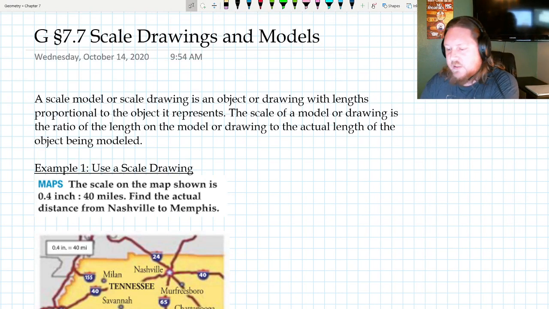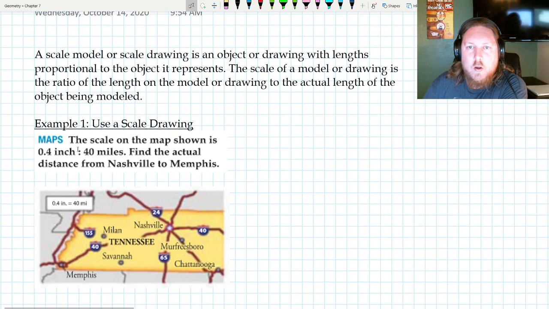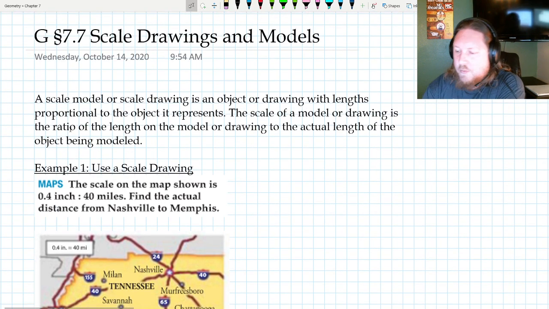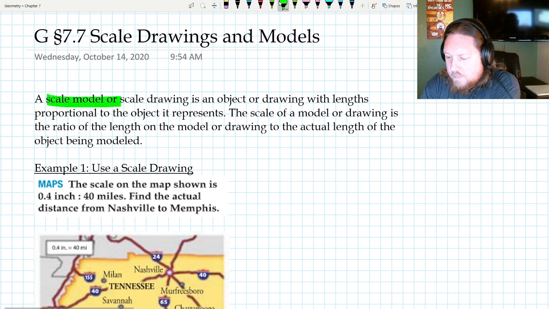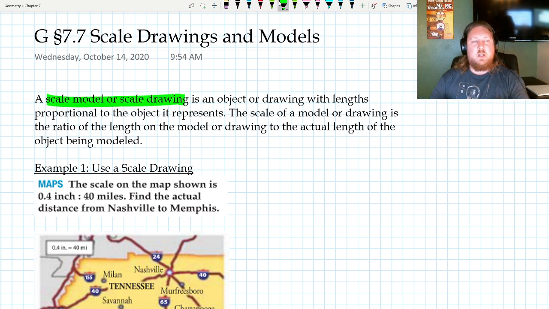Geometry, Chapter 7, Section 7, Scale Drawings and Models. A scale model, or scale drawing, is an object or drawing with lengths proportional to the object it represents.